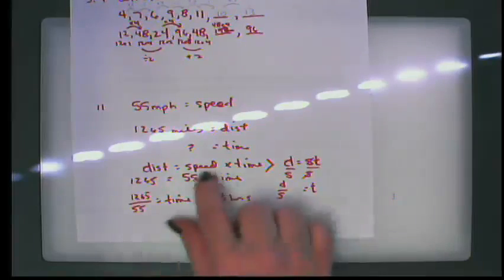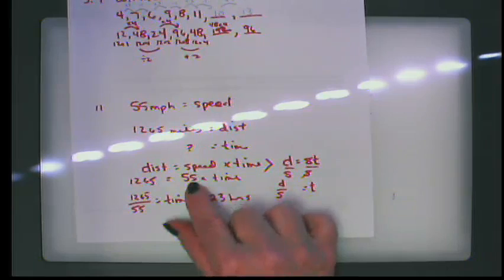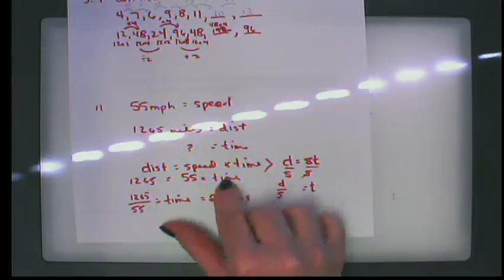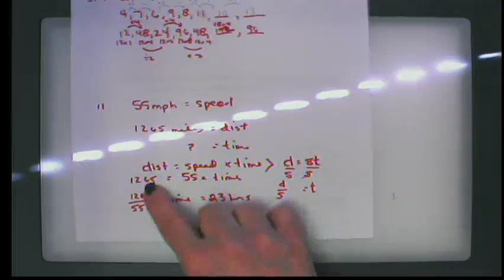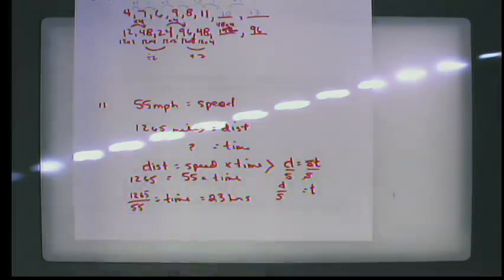You can also check it right here, because if you took speed, 55, and multiplied it by time, 23, 55 times 23 is 1,265. So if you're not confident of your answer, you can go back and check it with your numbers. Very good question.